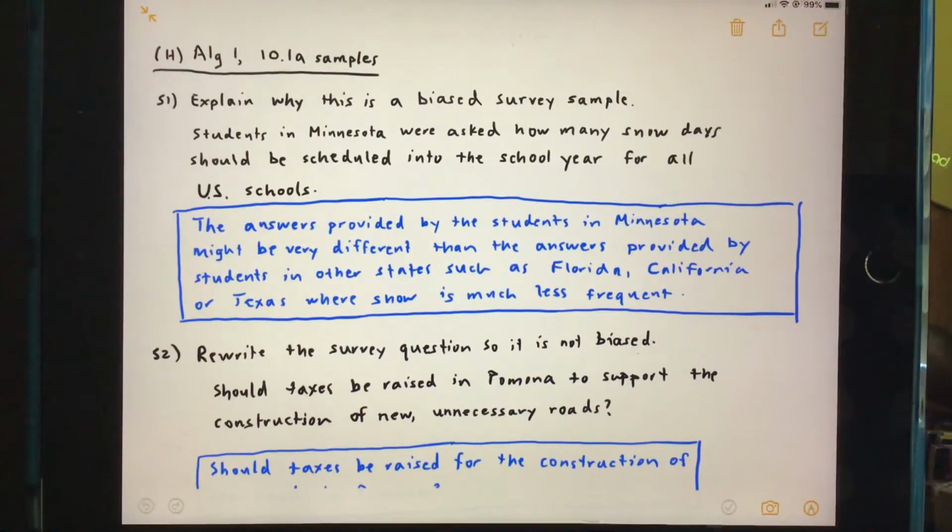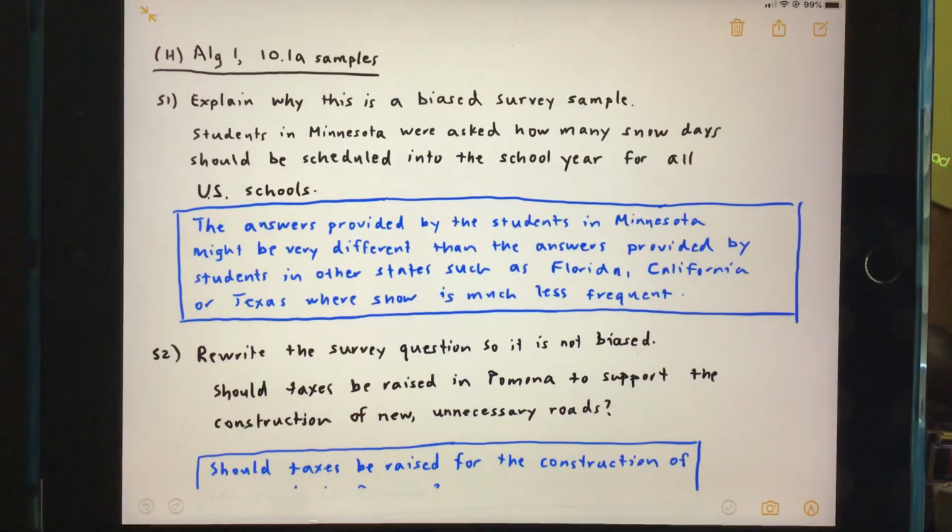It says to explain why this is a biased survey sample. We have the information here. Students in Minnesota were asked how many snow days should be scheduled into the school year for all U.S. schools. So we're imagining that surveys being done nationwide for determining the number of snow days that should be built into all U.S. schools for each year. And so these students in Minnesota were asked about how many snow days they believe should be scheduled into U.S. schools. Why is this a biased survey sample?